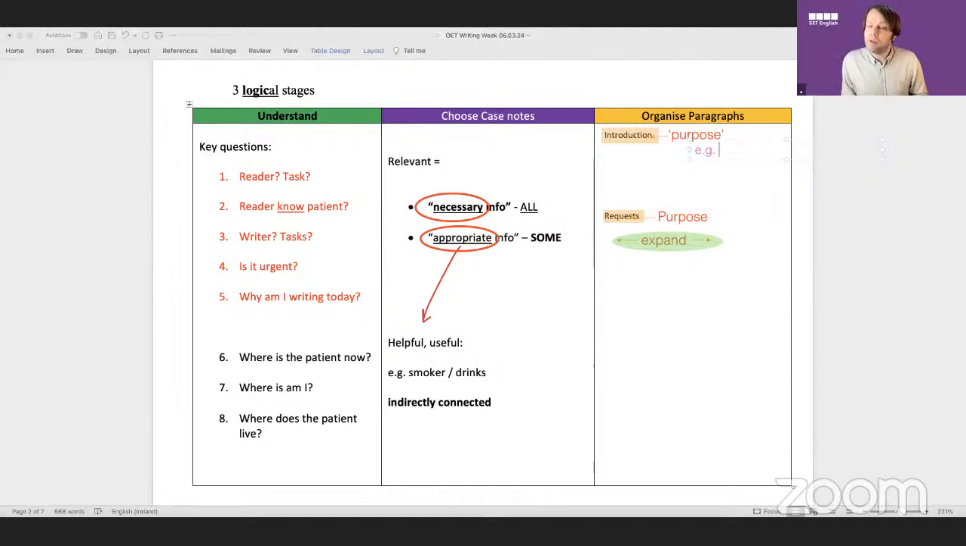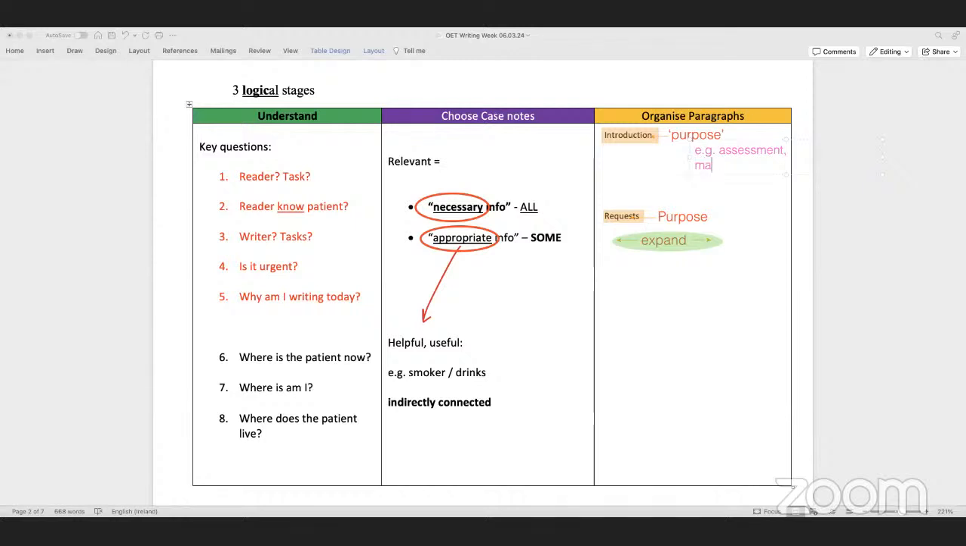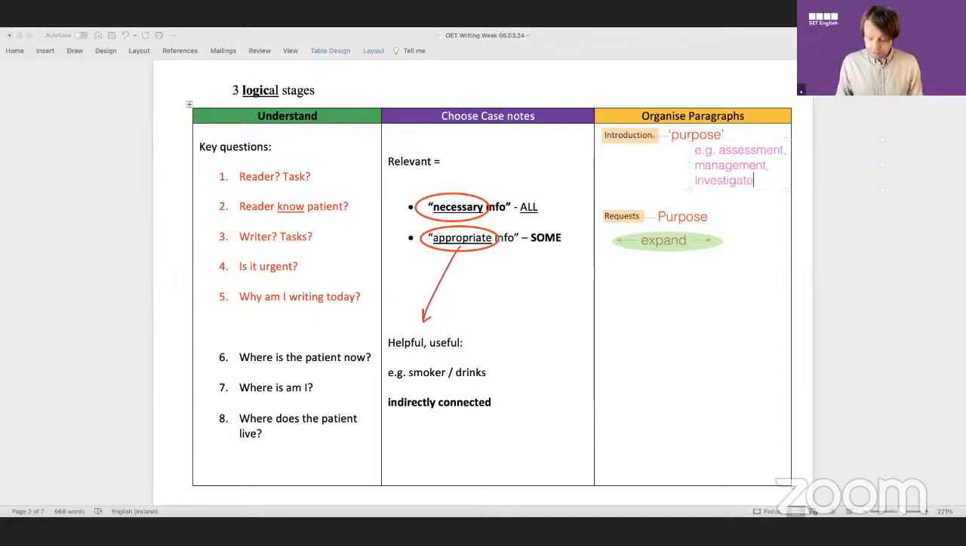So give me an example of purpose in OET in general. Yeah, for example, in this case note, we have assessment, advice for assessment. Further management, I think. It could be management, it could be assessment. Guys, what else do we see usually in OET for doctors? Investigation. Diagnosis. Definite diagnosis. These are the kind of things, okay? So investigation is good. So this is usually what you will see in OET, and that should be in your introduction paragraph. And then Farouk is saying you've got to expand that.